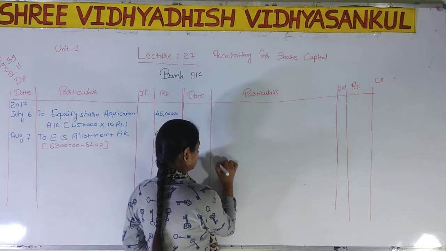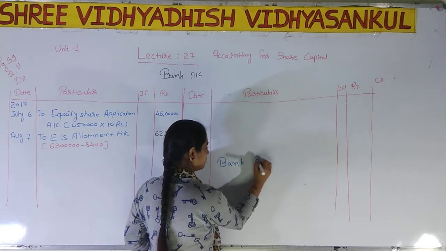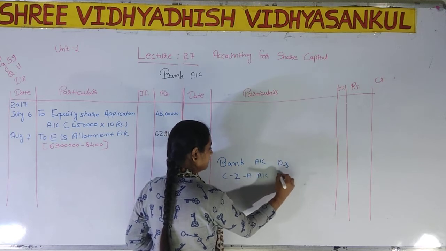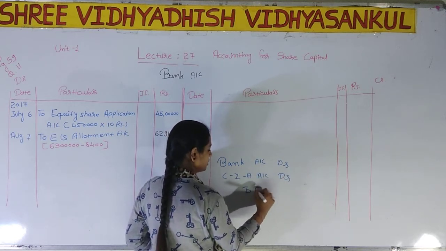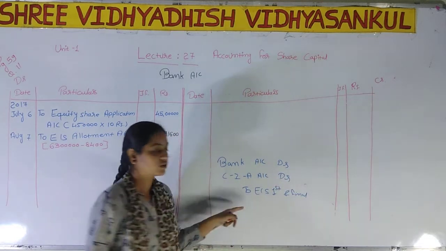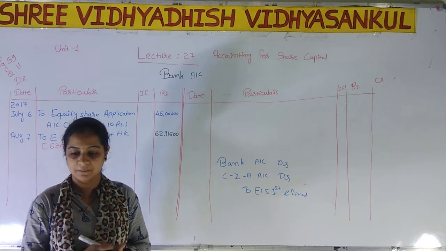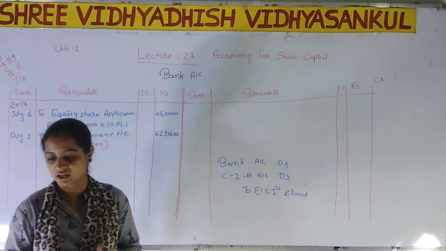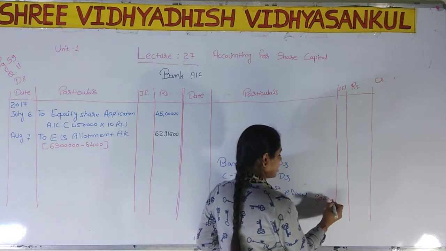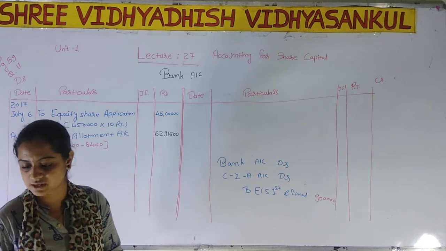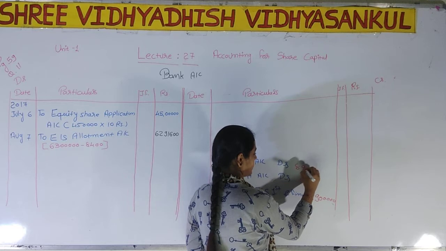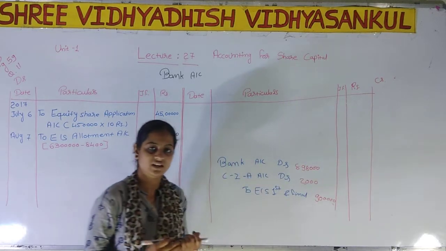તો એન્ટ્રી શું થશે? Bank account debit, call in arrears account debit to equity share first and final call account, right? So total આપણે કેટલી amount demand કરી છે? Check in your fourth entry. Total we have demanded in first and final call 9 lakh rupees, right? Out of that we are not receiving the amount of 2,000. That means we have received 8,98,000 rupees, right?